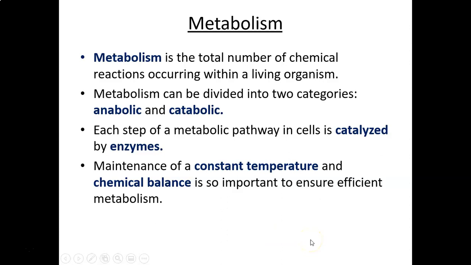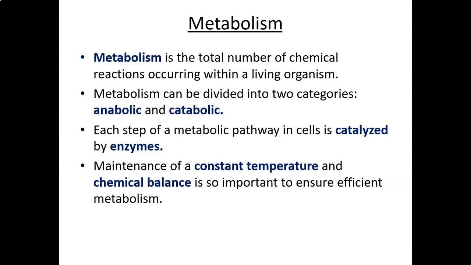So starting with metabolism, this is the total number of chemical reactions occurring within a living organism. They can be divided into two categories: anabolic, building up, and catabolic, breaking down. Each step of a metabolic pathway in cells is catalyzed by enzymes. So cells need to maintain a constant temperature and chemical balance so that those enzymes can work efficiently and those reactions can occur efficiently.